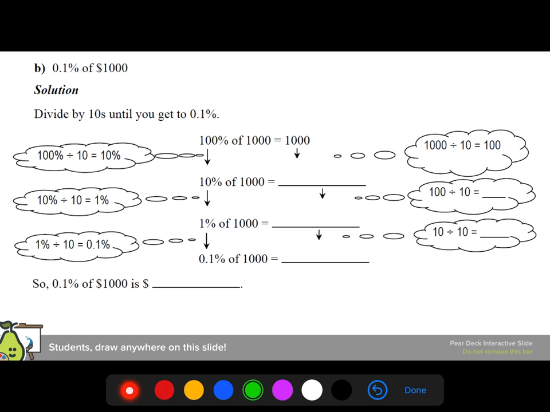Question B. What is 0.1% of $1,000? So we have another strategy that we can go with. We know that 100% of something is the full value. So in that case, 100% of 1,000 is just that. It's 1,000.